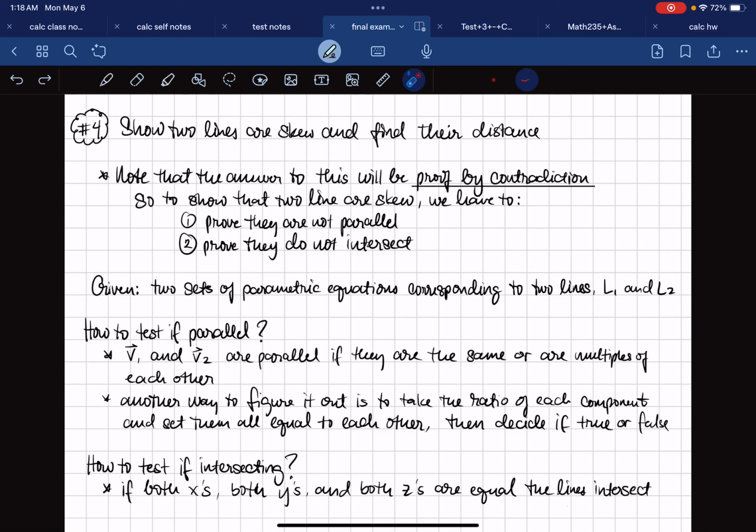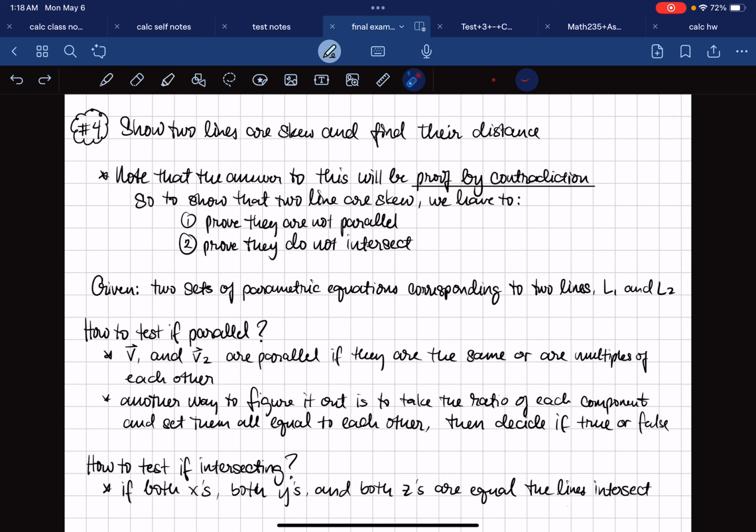All right, so this is a topic that I've been wanting to talk about. This is topic number 4, showing that two lines are skew and finding their distance if they are. There isn't really a set equation to show that two lines are skew. We're going to note that the answer to this will be a proof by contradiction.